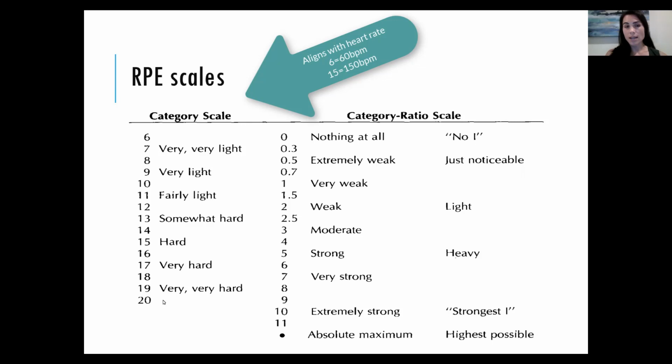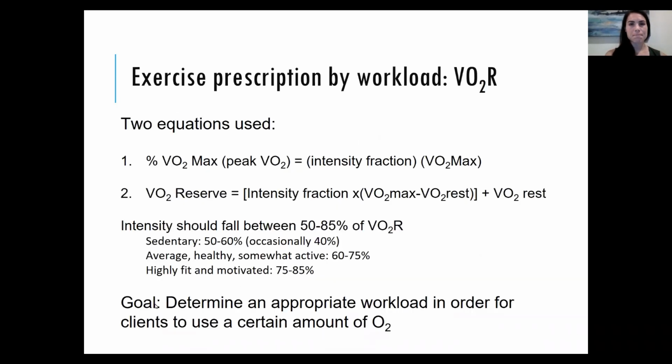If you add a 0 after that, that becomes 200. And it's supposed to correlate with their heart rate. So if someone says they're at a 13, that means their heart rate is at or should be around 130. We know that's not always true, but that's how this was started and what it's founded on.